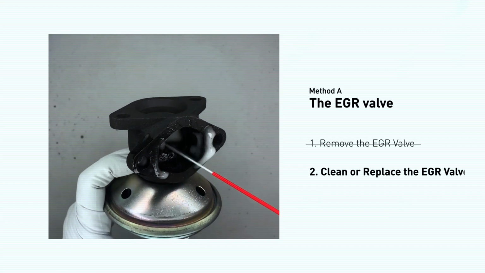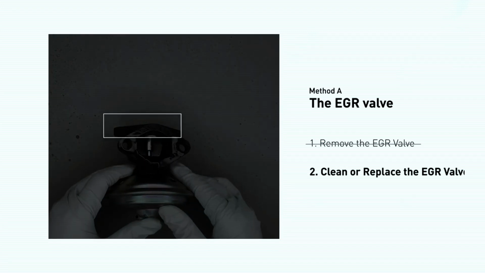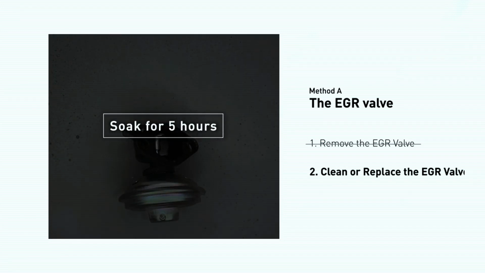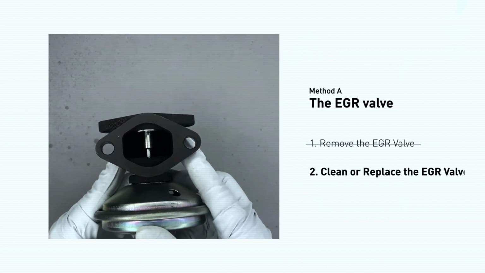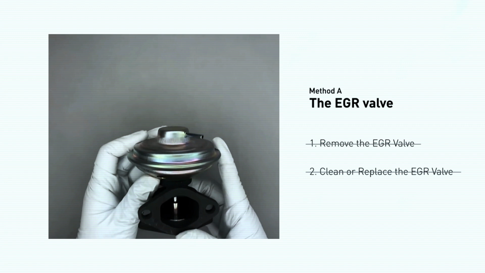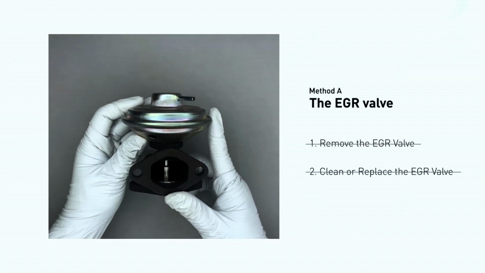Let it soak for 5 hours for the solvent to get rid of all the carbon buildups. After the cleaned EGR valve gets dry, reinstall it back in the car. If it is too dirty to be cleaned, you may replace it with a new EGR valve.